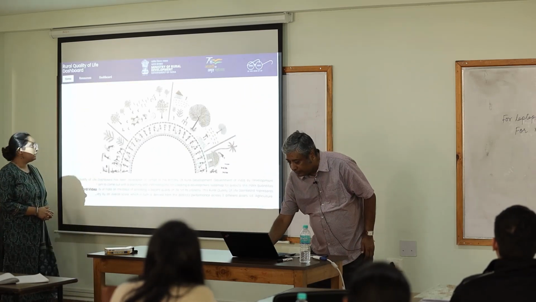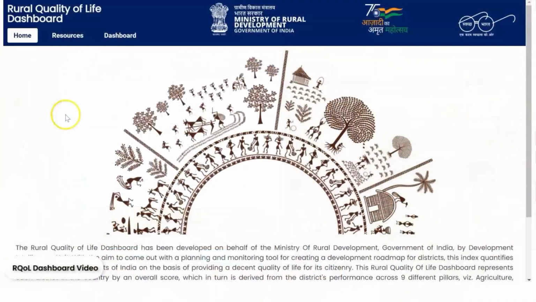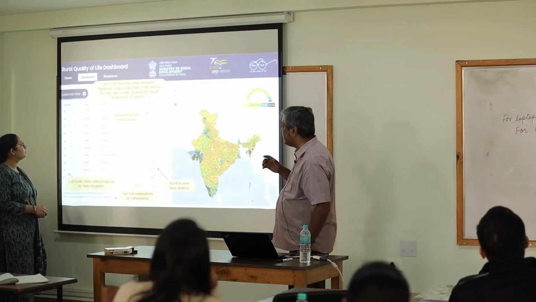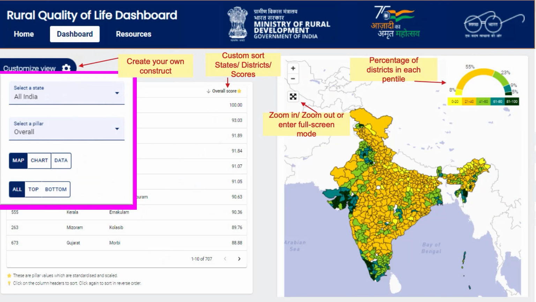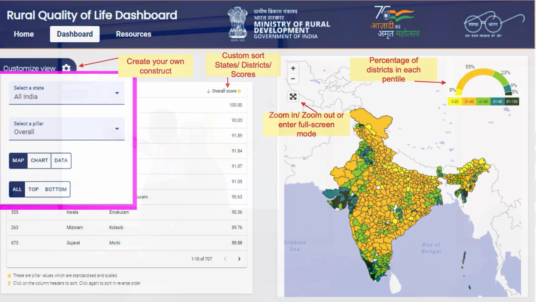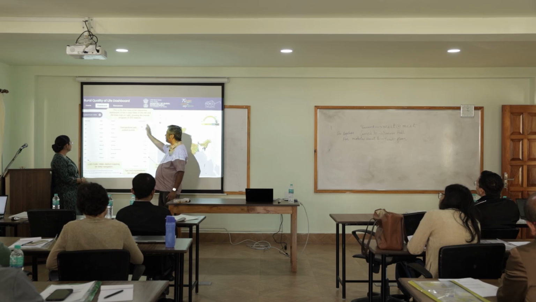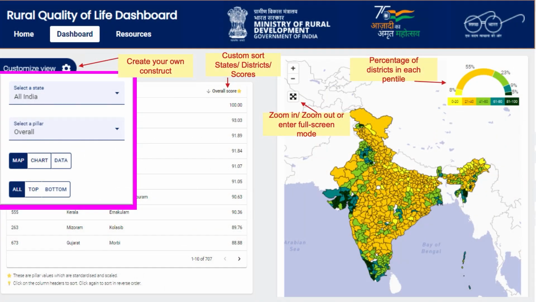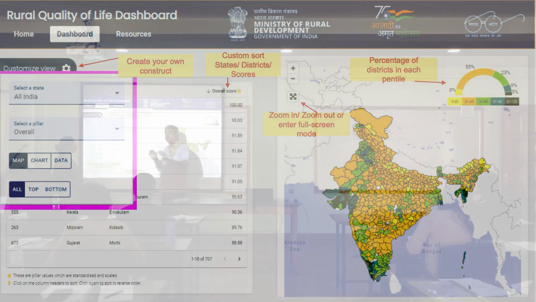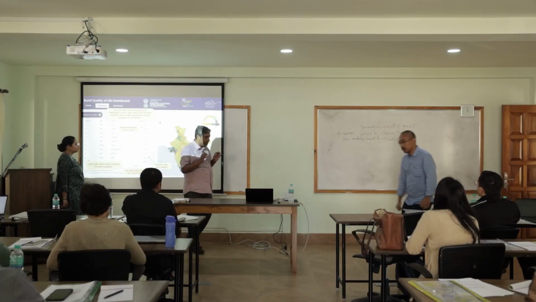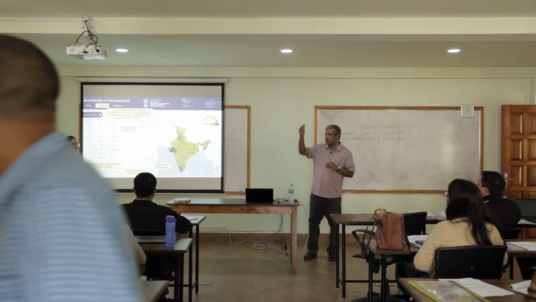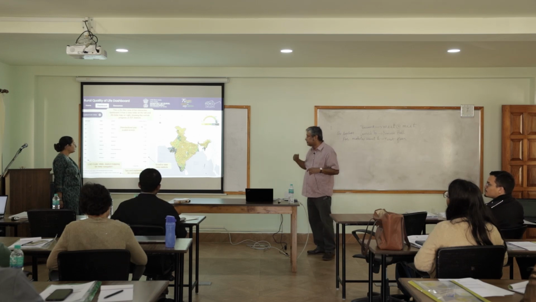So it is like this. You've got home, you've got resources, you've got dashboards. We'll show you the resources later, but the main dashboard is like this. You've got the LGD codes, you've got state ranks. These are ranks on the basis of overall score, overall national scale, and everything is ultimately scaled down to 100 to 0. The worst performance is 0 and the best performance is 100. It has been scaled to 100 to 0, and so this is how it goes.